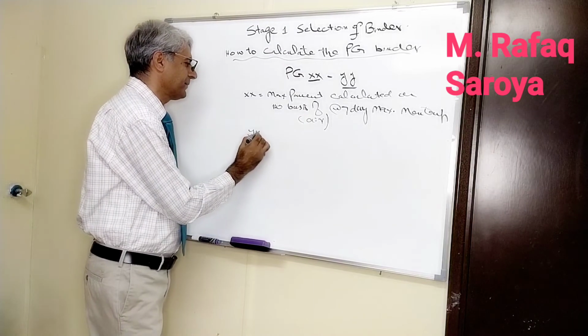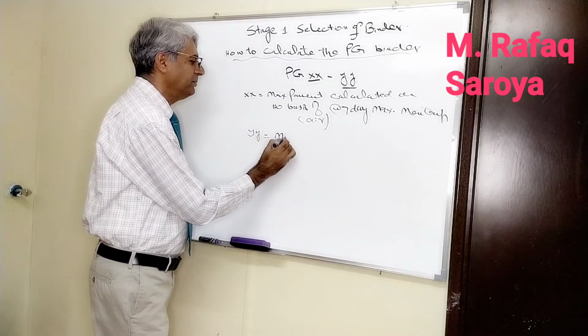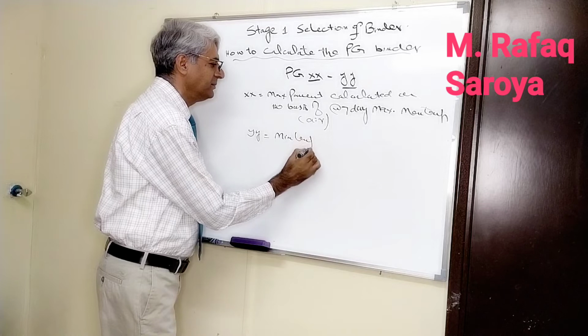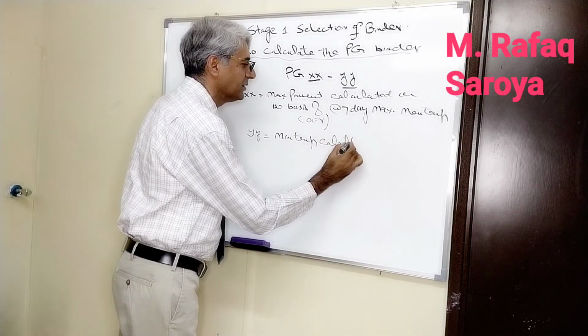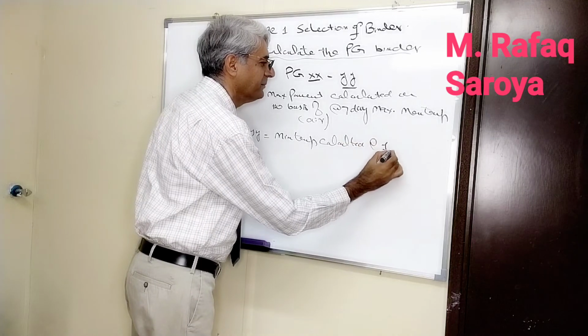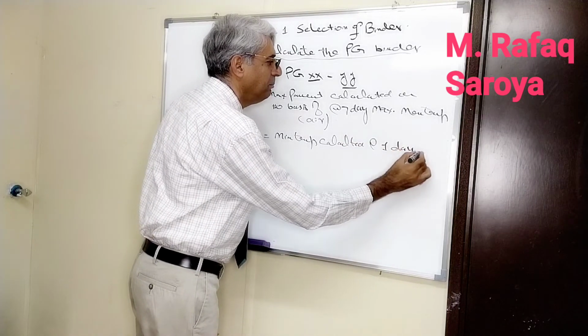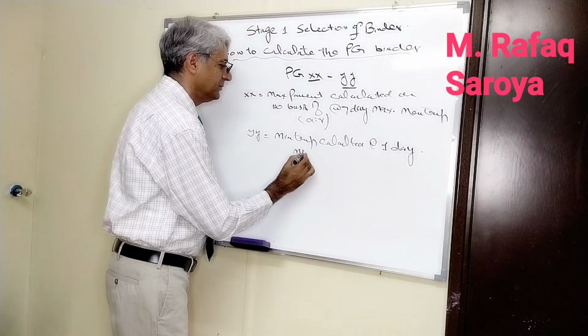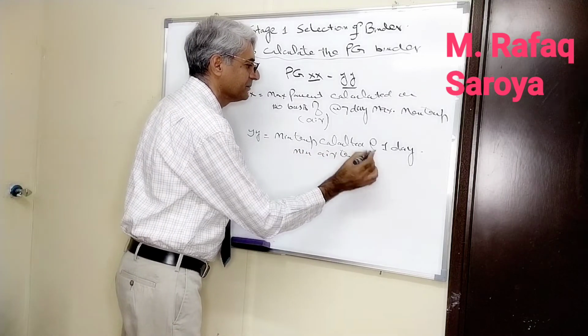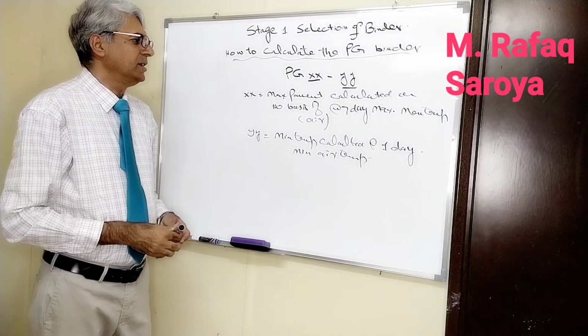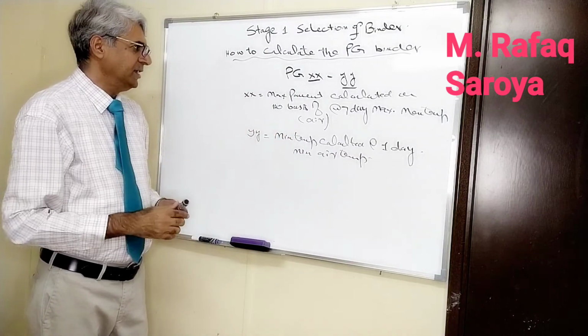YY, the minimum temperature, is calculated at the rate of the 1-day minimum air temperature. Let me write on this. Is this clear?